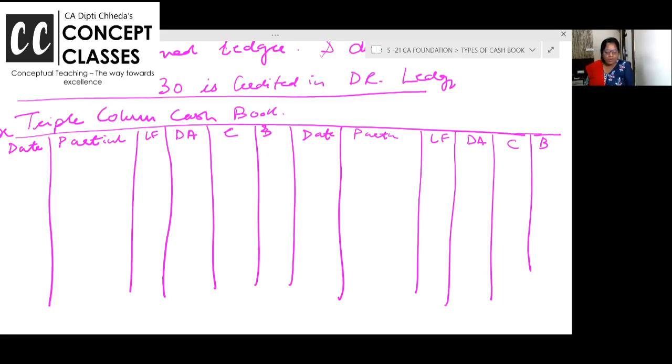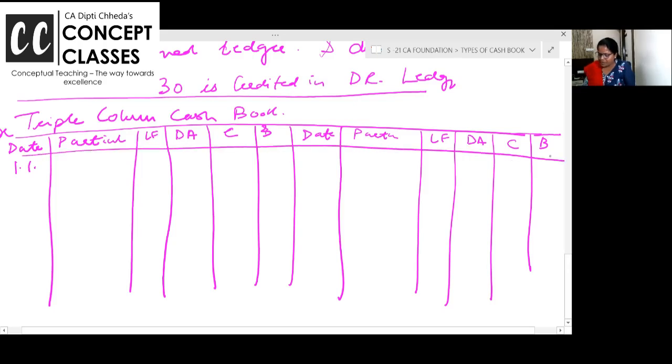Mihir commenced business with cash 20,000. So on 1st of January, cash is coming in. So debit the cash column. Be very careful which column you are debiting. Cash, to capital. Capital is a personal account. Proprietor is the giver. And cash is coming in. Out of this, 19,000 is paid in bank.